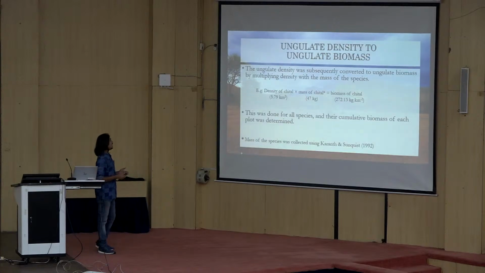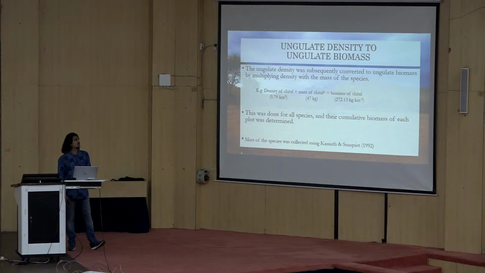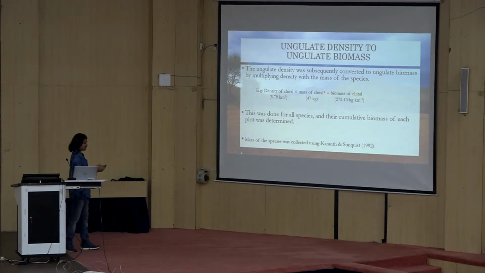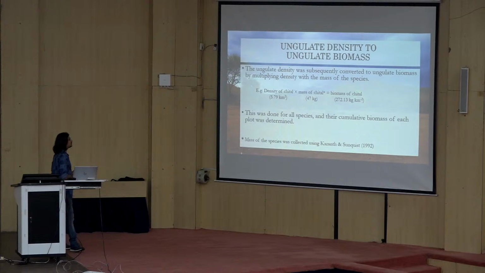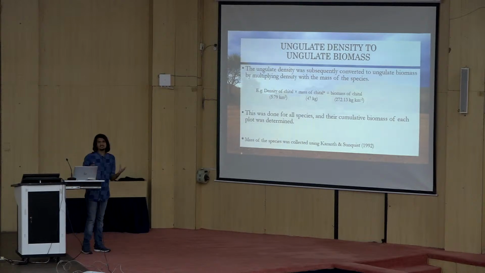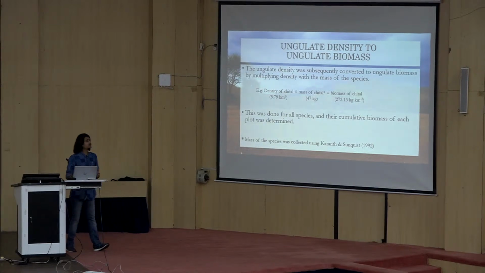After we got the ungulate density, we converted that to ungulate biomass, because we do not simply collect the densities of different species to get the grazing intensity of the patch. We get the ungulate biomass by multiplying the density of a particular species. Here we have chital, 5.79 per square kilometer, multiplied by its mass, 47 kilograms, to give the total biomass of the particular species in a plot. We did this for all species in the plot, and then we came up with the cumulative biomass of all species put together. So in essence, we had an ungulate biomass of a given plot.